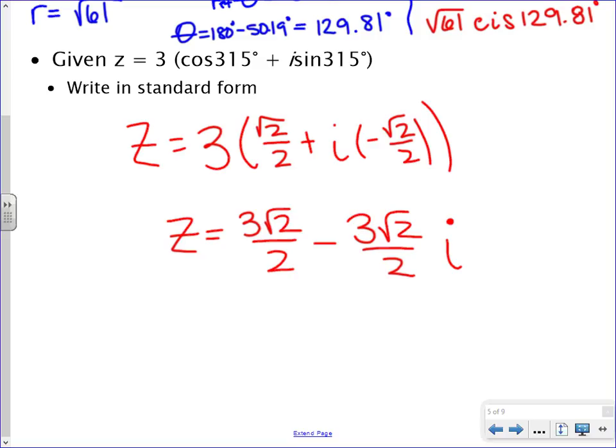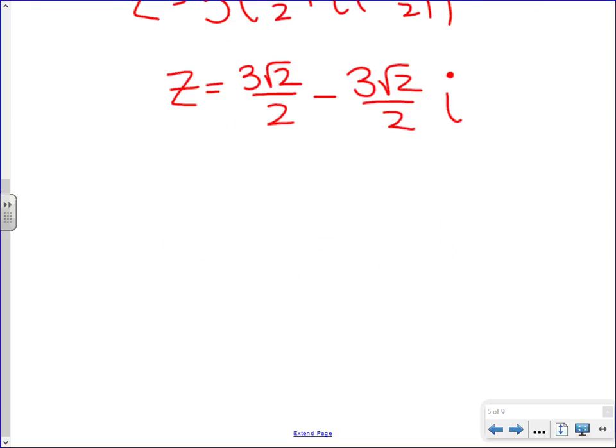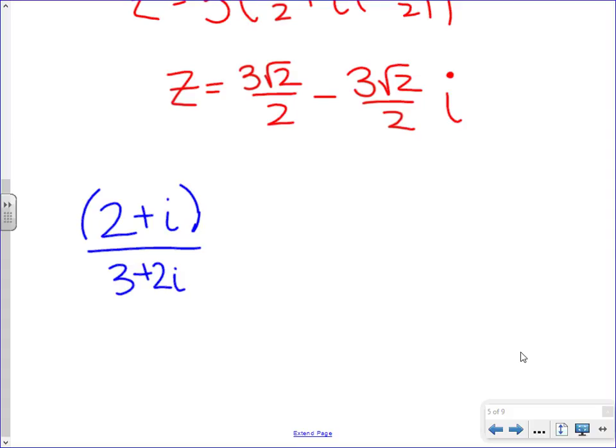Let me ask you this. If I gave you something like this, don't write it down, what would you have to do? You'd have to FOIL it out, right? What if I gave you something like this? Do you remember what you would have to do here? Yeah, we would have to multiply it by the conjugate, right?